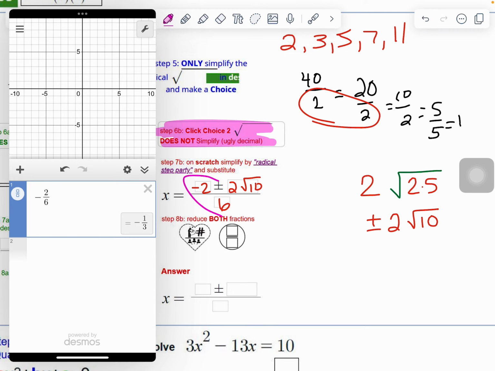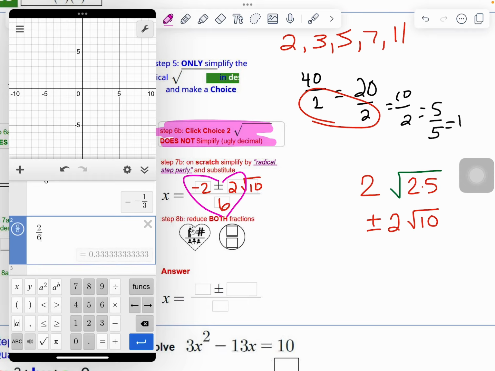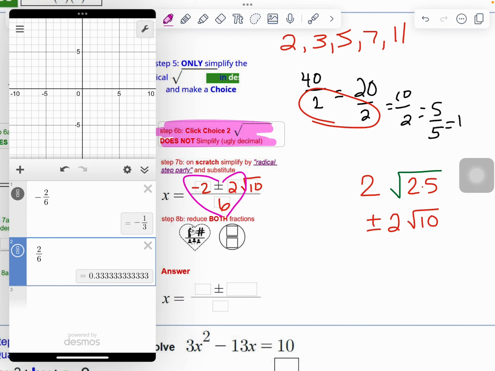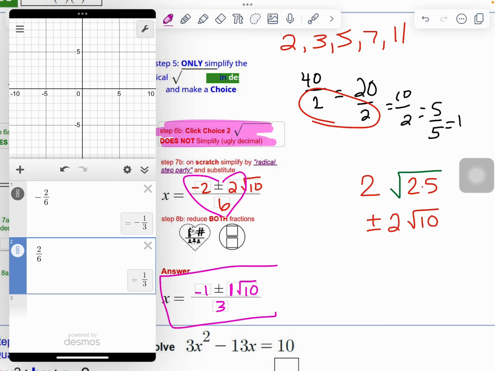And then we're also going to do this part. Now, again, you cannot mess with that square root of 10. So 2 divided by a positive 6 reduces to positive 1 over 3. So what happens is the bottom now on both of these is 3. The first number here is negative 1 because it was negative to begin with. We're not going to change that. And then this was 1, and we just keep the square root of 10. And so this is your final answer right here.